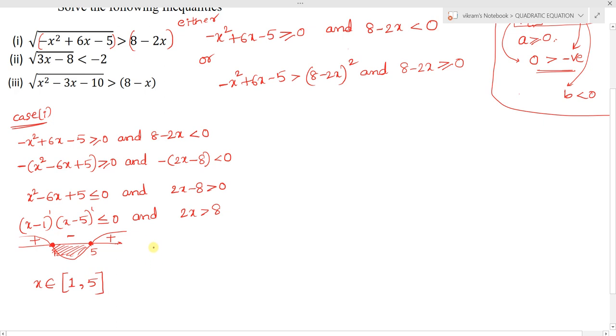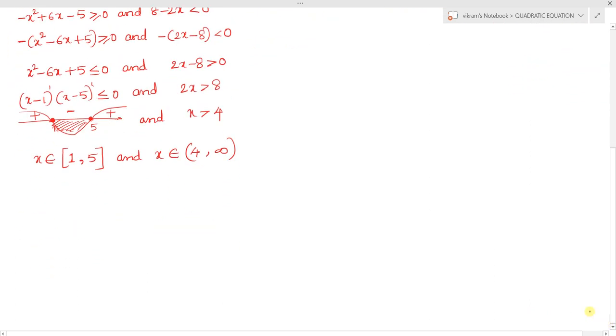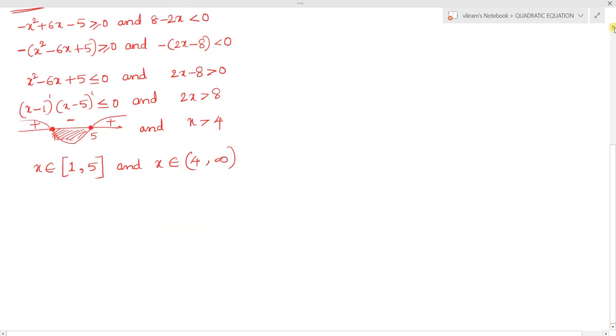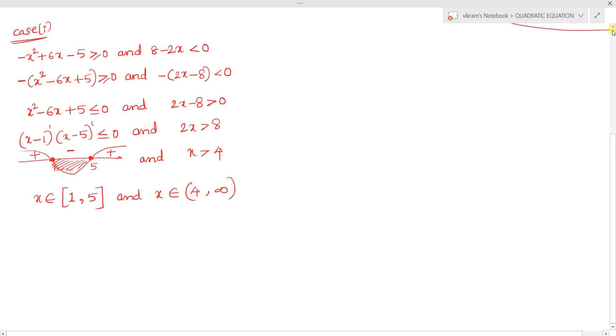Okay, closed braces 1 comma 5, and what is the other condition? x greater than 4. Here x greater than 4 means x belongs to, will 4 be included? Not included, so 4 comma infinity. Now here the 'and' is considered. Okay, here the 'and' is taken. So if 'and' is taken, how to summarize this?